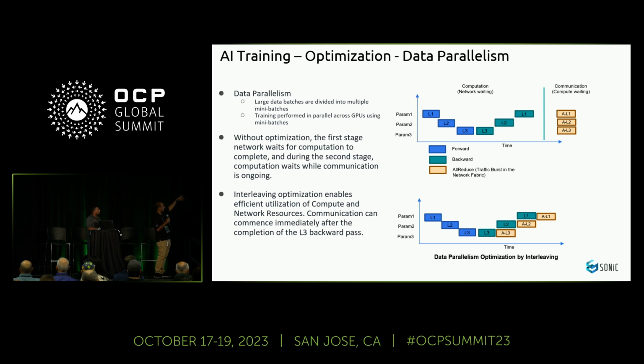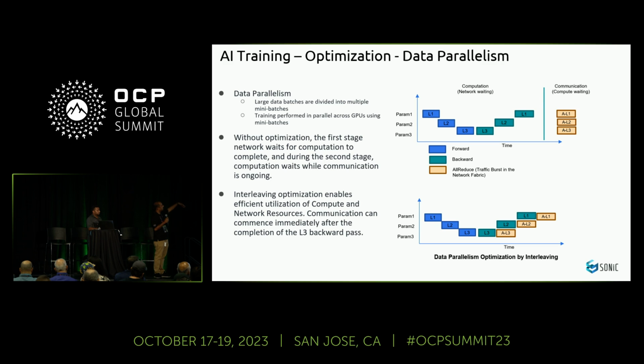If you look at data parallelism, it's trying to split the data into multiple batches, and then training is performed on all the GPUs. I'm showing only one GPU at the top, but there are multiple GPUs. Without any optimization, your computation happens for each parameter, for each layer, and once the computation is done, your network is waiting. Then you try to all-reduce and communicate everything. Now your compute is waiting, right? So we are not effectively utilizing the resources.